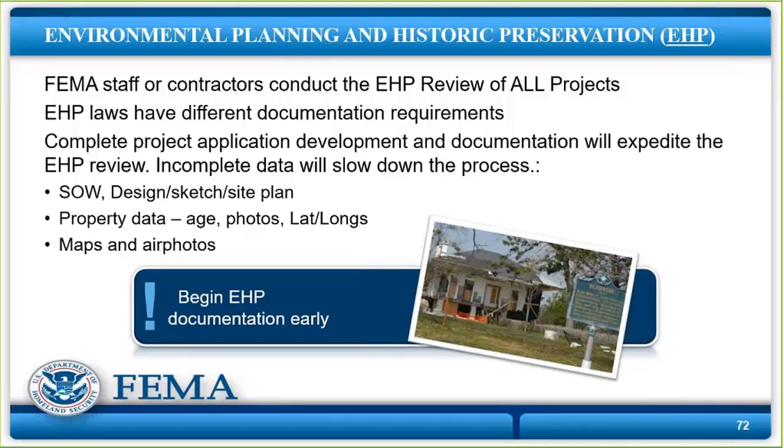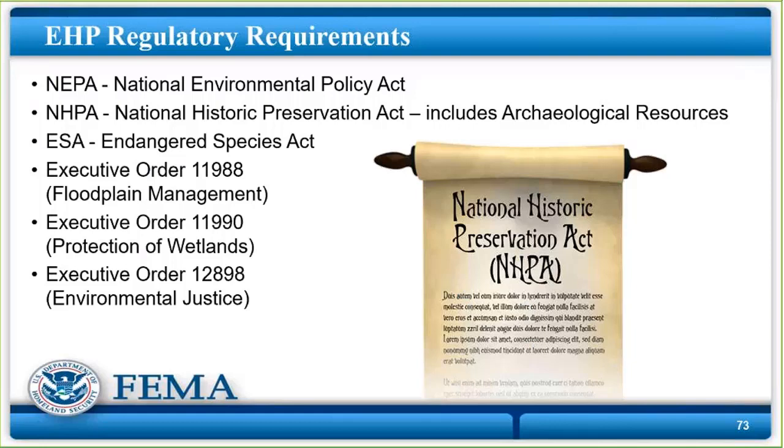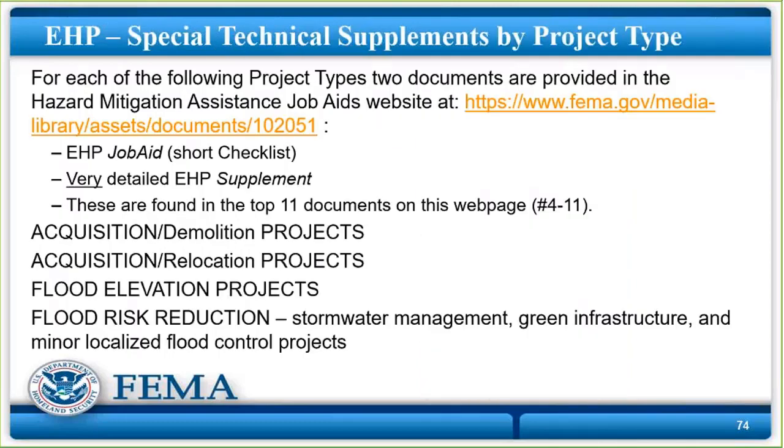So it's really helpful as you prepare the application to include a lot of data that can help our environmental team quickly assess how much effort it's going to take for them to do the review. And there's a bunch of different environmental acts that we have to address. And they're laid out here: floodplain management, endangered species, wetlands, environmental justice, historic preservation, which includes archaeological resources, which are critical to tribes.